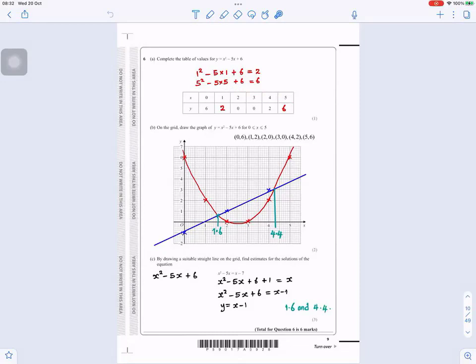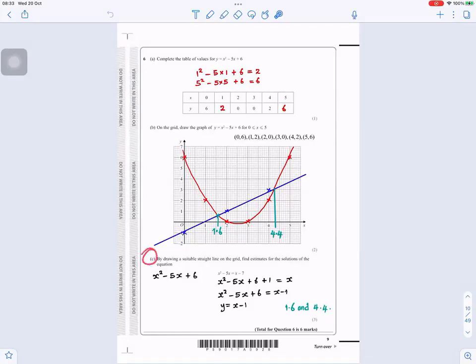Part B. On the grid, draw the graph of y equals x squared minus 5x plus 6. So you have the points (0, 6), (1, 2), (2, 0), (3, 0), (4, 2), (5, 6). You plot the points on the graph. 0, 6, you mark that point there. 1, 2, you mark the point there. 2, 0, you mark that point. 3, 0, you mark the point. And you join them with a smooth curve. Do not use a ruler.